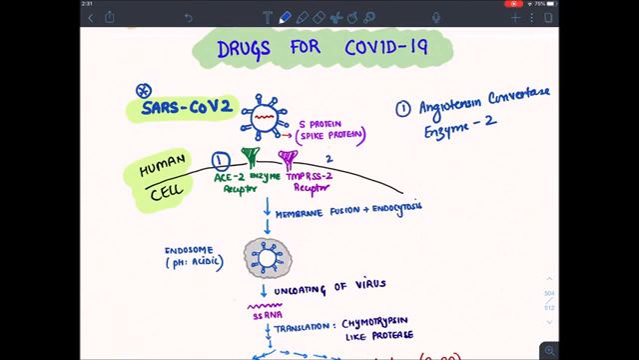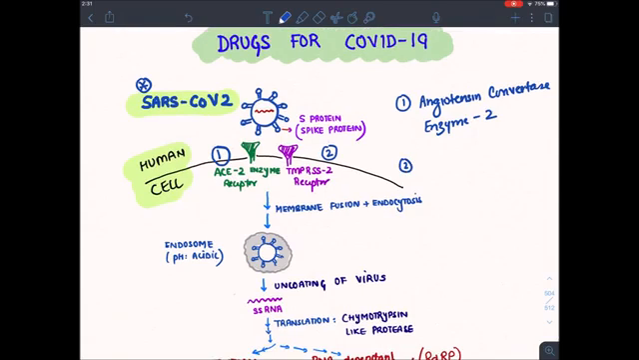And the second receptor we see on the human cell is TMPRSS2. So TMPRSS2 stands for transmembrane protease serine precursor 2. Okay, so this is the full form of TMPRSS2. Now this coronavirus attaches to these two receptors.